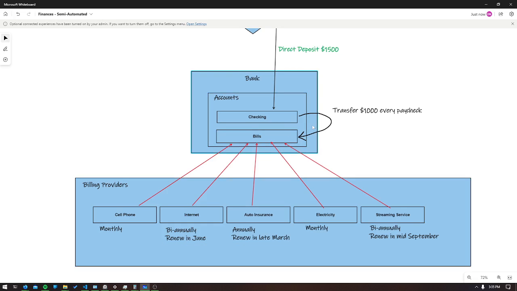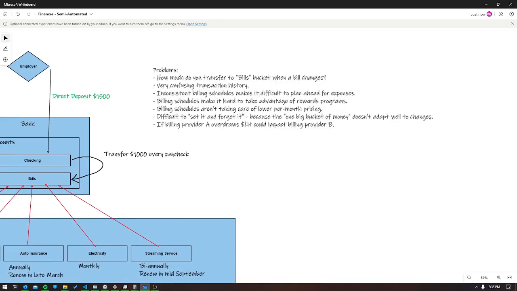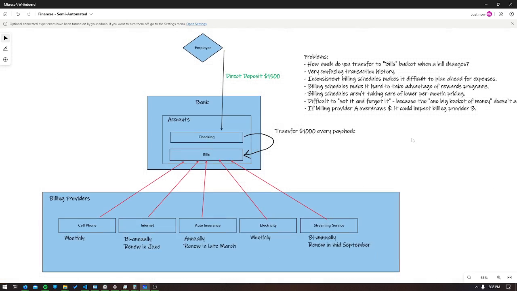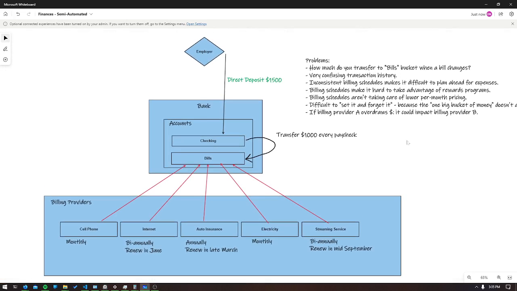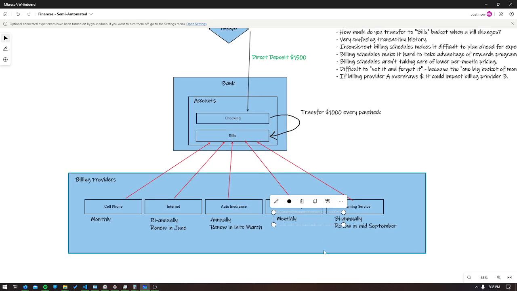However, it can be tricky to work with. And so over here, I have some problems called out to think about. So first problem here is, right now we're transferring $1,000 into this billing account every paycheck. So the first question is, what do you do whenever one of your bills change? So let's say maybe your internet bill, you get notified that it's going up $10 per month.